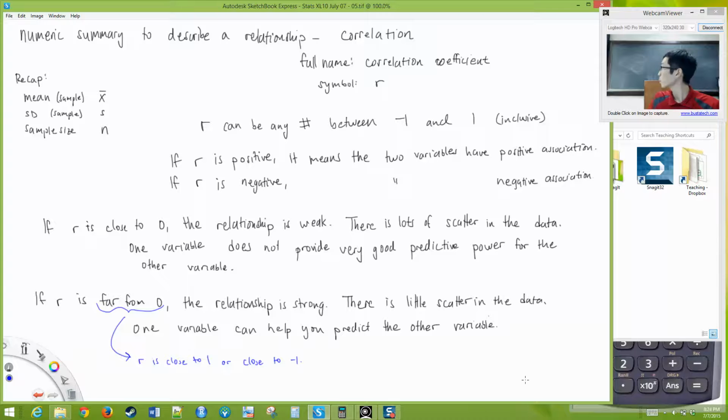So when R is 1 and when R is -1, does that mean there's like a 100% correlation? Yeah, it means that you have perfect predictive power. If you know one variable, you can predict the other one perfectly. And it means there's no scatter. They form a perfectly straight line. I'll show you that in a moment. Okay, so is everybody good here? Let me just show you some pictures.